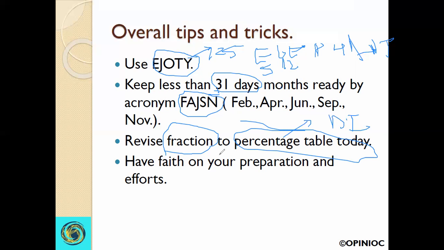The basic premise is that you shouldn't panic on these things, and you shouldn't panic at the last moment. You should be as calm as possible. Have faith in your preparation, have faith in your dedication and efforts, and they will definitely pay off. We hope that you will do better, and that this video will definitely help you fetch more marks than going with the other approach.